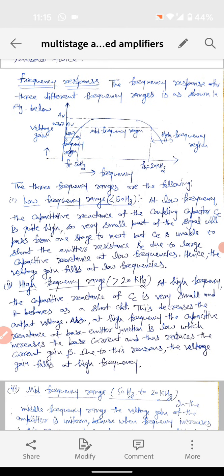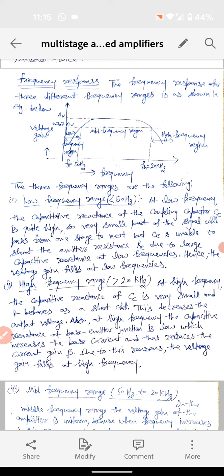We can divide this frequency response curve into three different frequency regions. As you see in this figure, one is the low frequency range, which is all frequencies below 50 hertz. Another is the high frequency range, which is frequencies greater than 20 kilohertz, and one is the mid frequency range between 50 hertz and 20 kilohertz. Now we'll explain the behavior in these three frequency ranges.